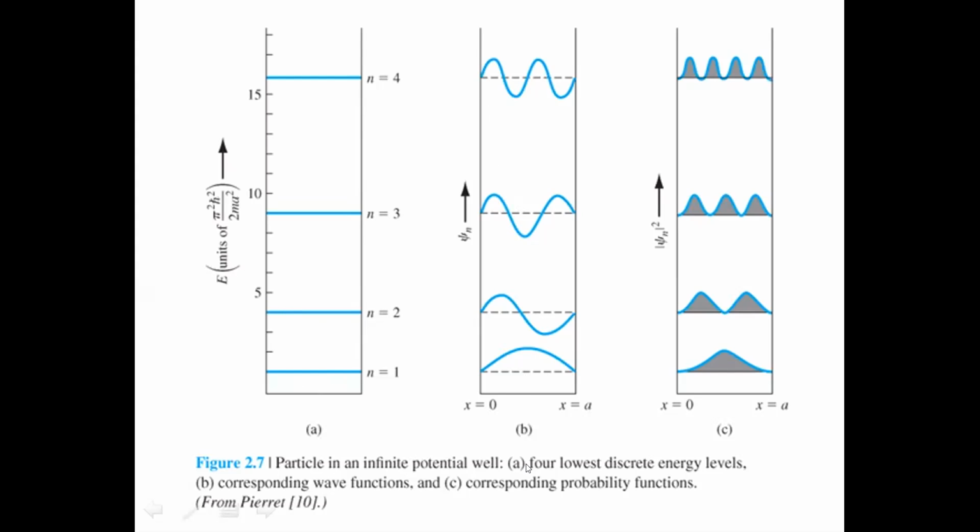Particle in an infinite potential well: A, the four lowest discrete energy levels; B, the corresponding wave functions; C, the corresponding probability functions. This is all about your introduction to quantum mechanics.